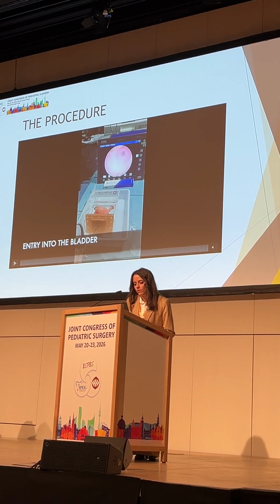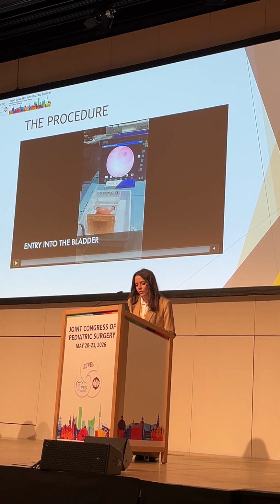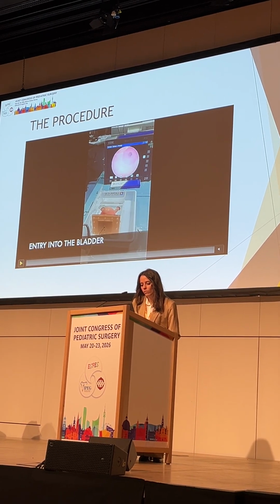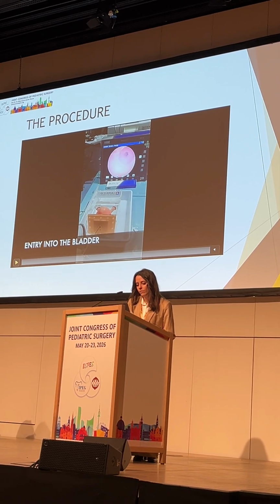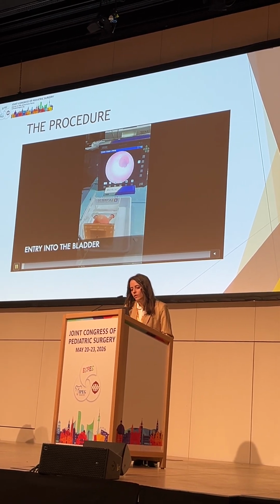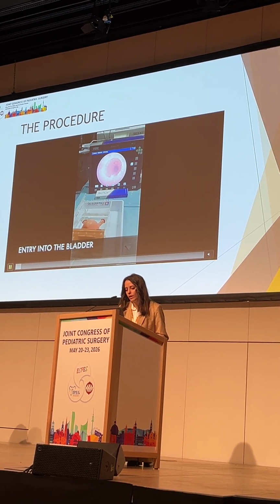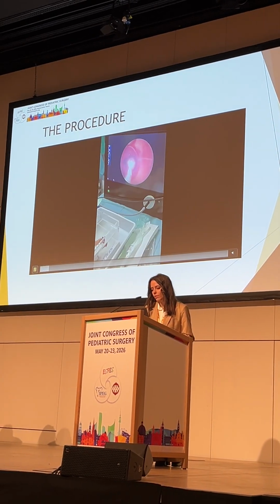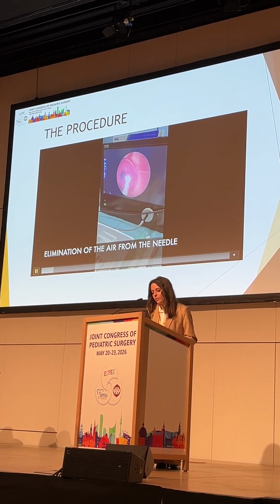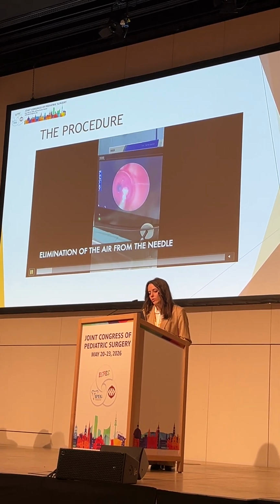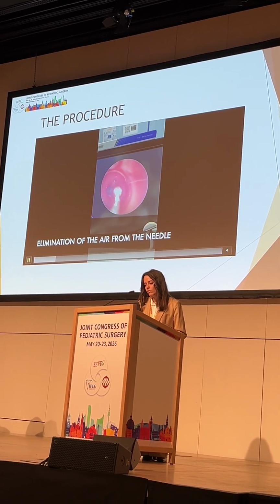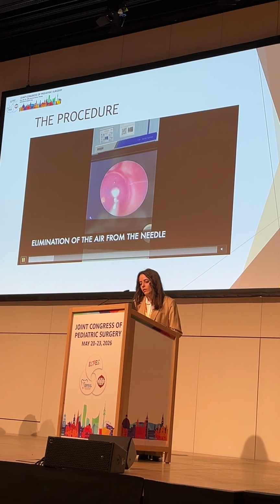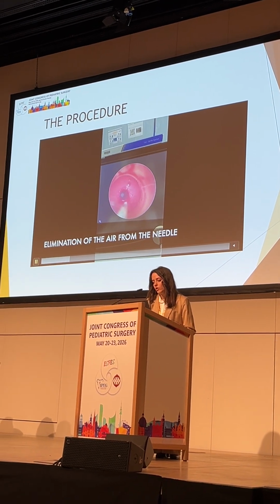As you can see in the video, the first thing you do is enter the bladder with a cystoscope. Then you eliminate the air from the needle, and you can visualize the ureter and choose the one you want to treat. You visualize the ostium of the ureter, where there are 2 marks for the injection.